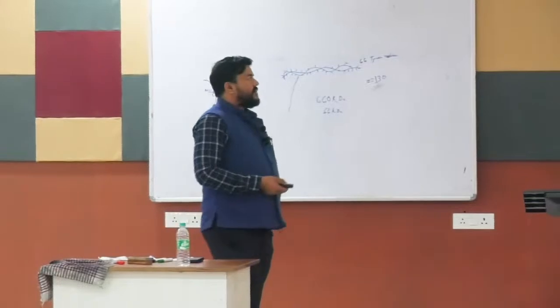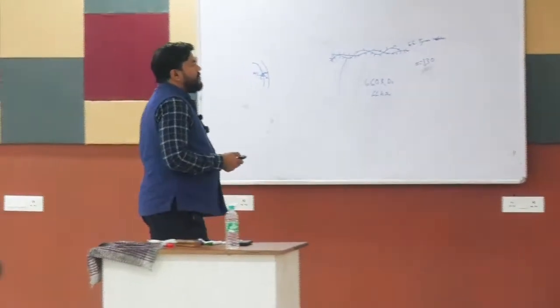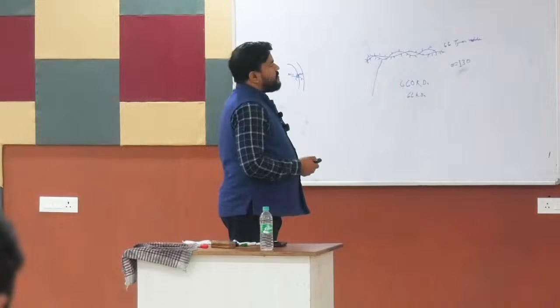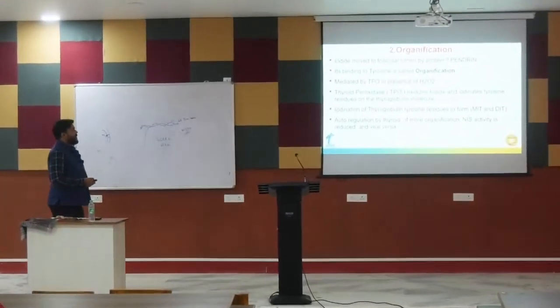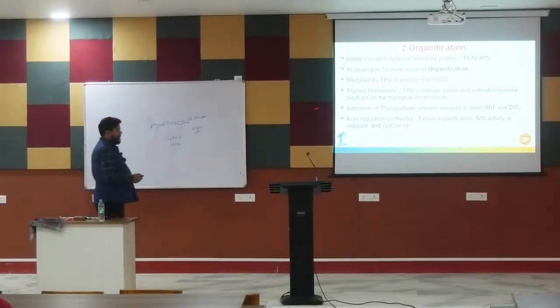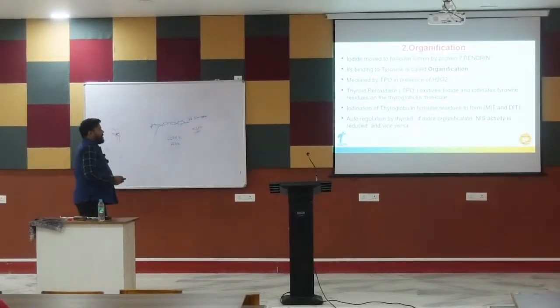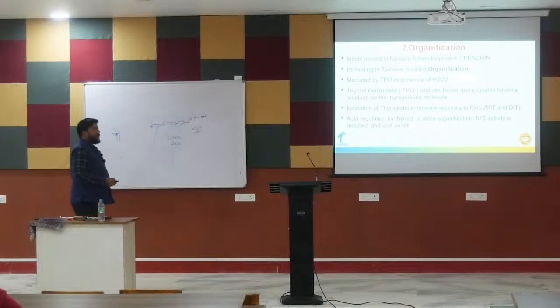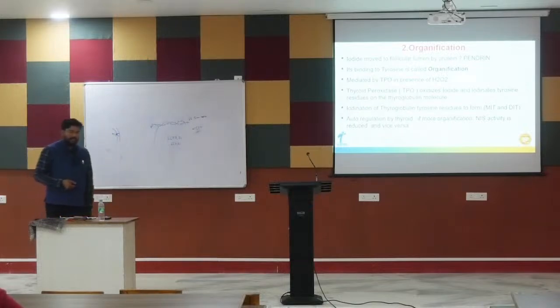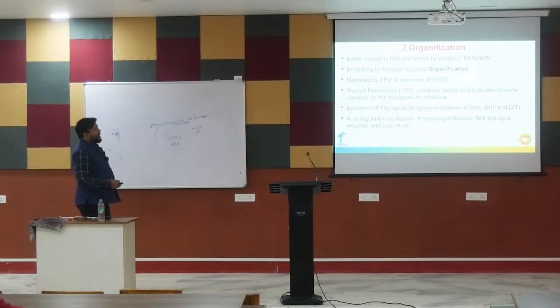So next is organification. Iodide moves to the follicular lumen by the protein pendrin. Its binding to tyrosine is called organification. This is mediated by thyroid peroxidase in the presence of H2O2, hydrogen peroxide. Thyroid peroxidase oxidizes iodide and iodinates tyrosine residues on the thyroglobulin molecule, and there is formation of monoiodotyrosine and diiodotyrosine. So if one MIT binds with one DIT, triiodothyronine, it is T3, and if two DIT molecules bind, tetraiodothyronine is T4.